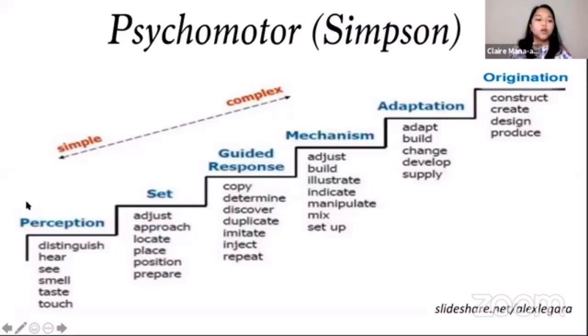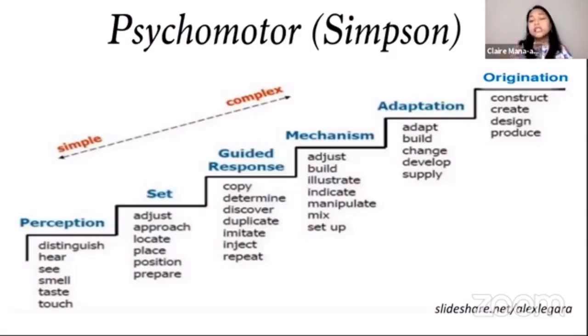Okay, so the first one that you have would be perception. You are able to distinguish, to hear, see, smell, taste, and touch. Okay, so perception mo, these are the things that you can do using the different senses. Nakikita mo lamang siya, naririnig mo siya, nahahawakan mo siya, naaamoy mo siya, no? Perception. These are things that you feel with the use of your different sense organs.